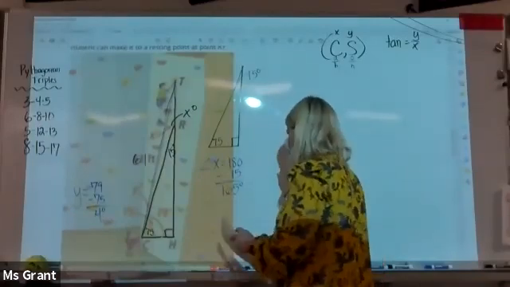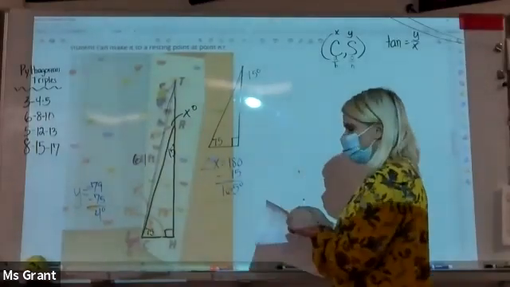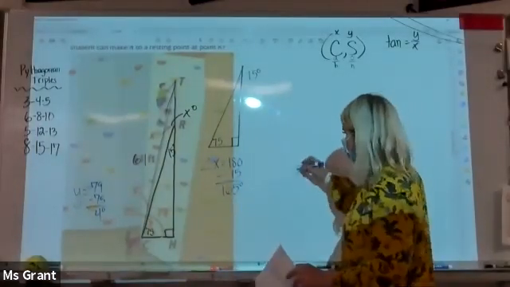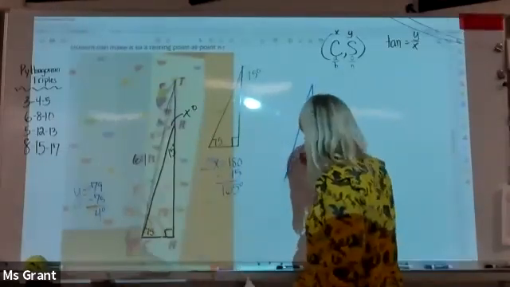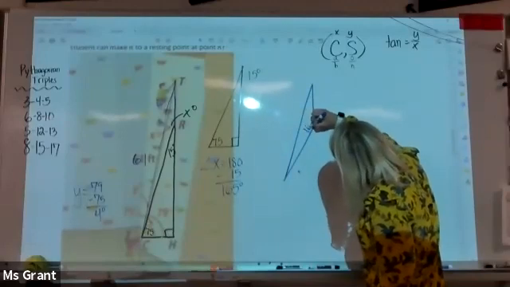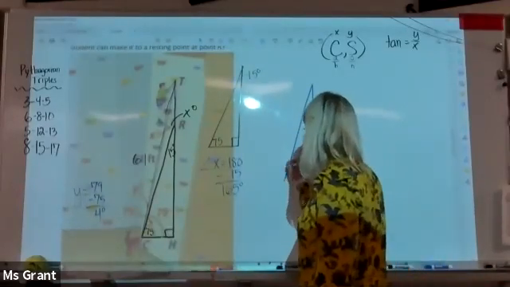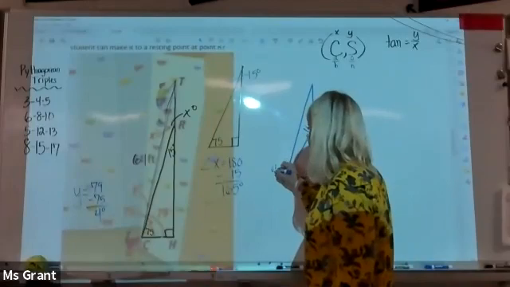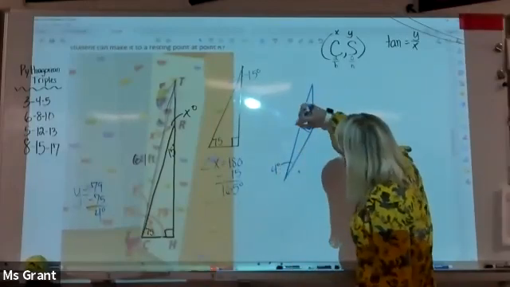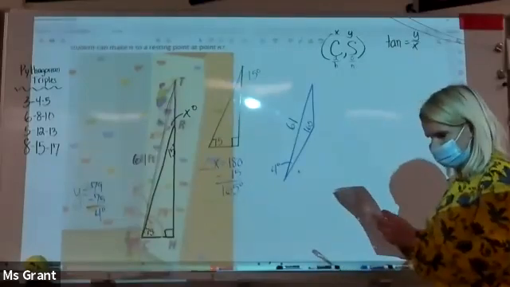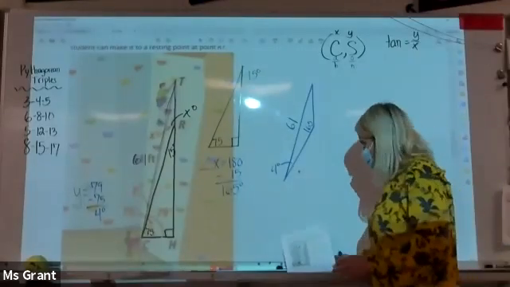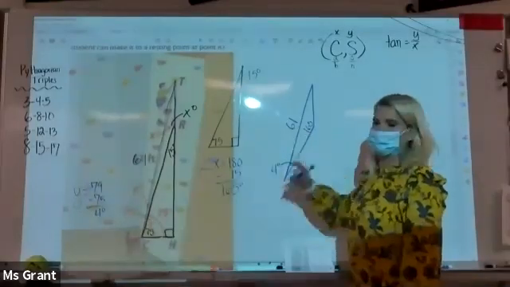Blue triangle, which is totally skinny and weird looking. 165, 4 degrees, 61 feet. I have 2 angles and a side.